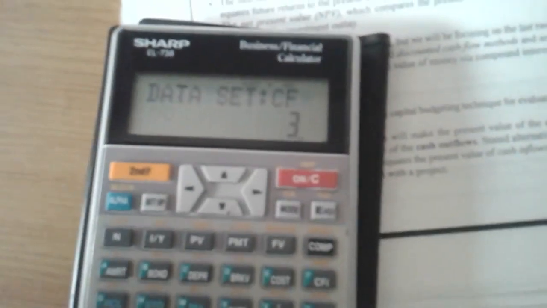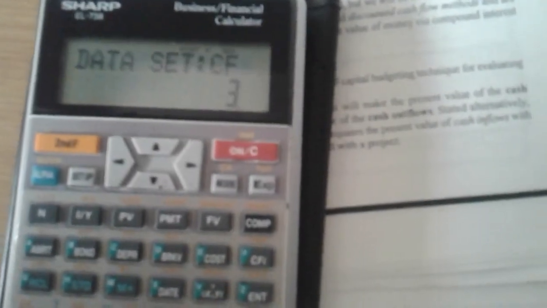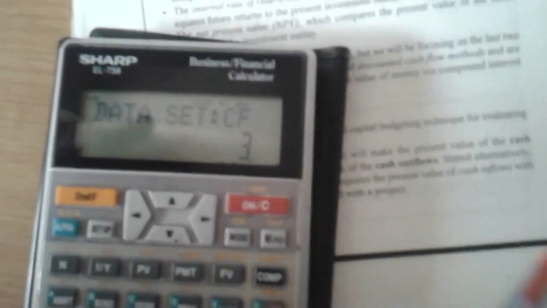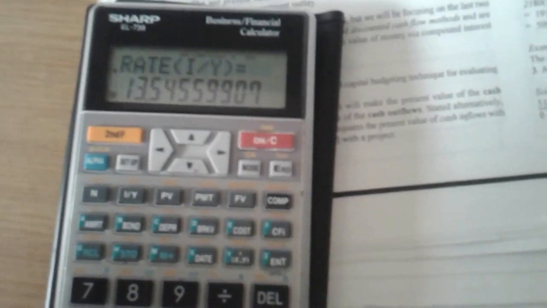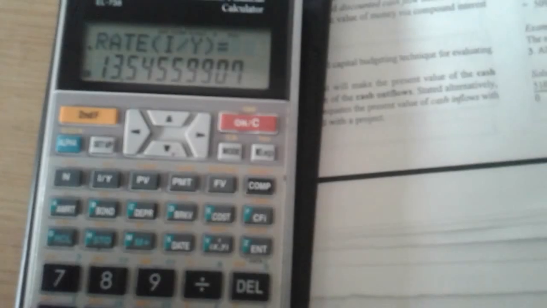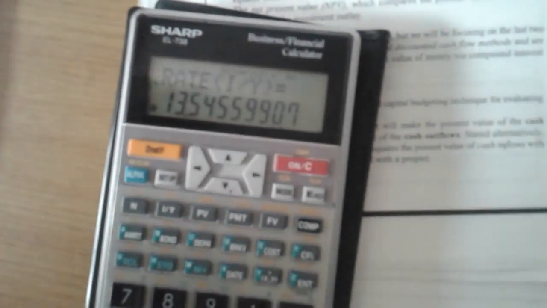So I simply say 2180, enter, up until I see 3 for year 3. Then you say second function, CFI. Second function, CFI. What do you see there? CFI is above enter.